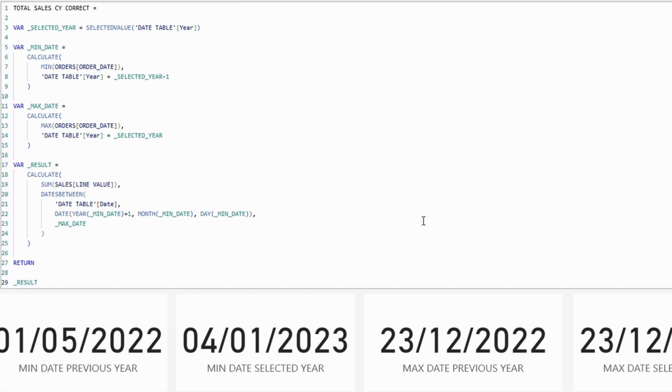First, this is the measure that I use to calculate the sales for the selected year. You will see that I have calculated the minimum date for the previous year, the maximum date for the selected year, and then I calculate the sum for the dates between the minimum date from the previous year where I had 1 year and the maximum date.